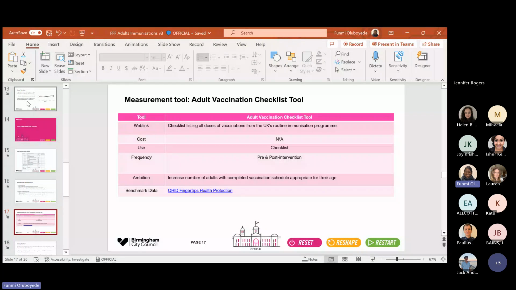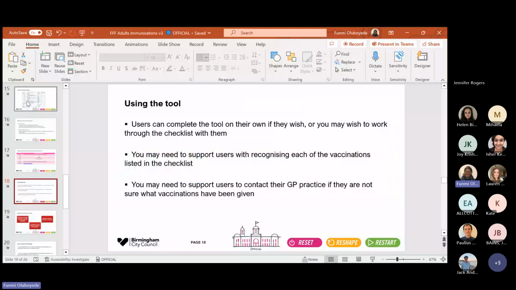The ambition, of course, is to increase the number or proportion of adults with completed vaccination schedule appropriate for their age. And we do have benchmarking data, which is the OHID fingertips data, and there's a link for that in the presentation. So using the tool, users can complete the tool on their own if they wish, or they might wish to work with the provider by going through the checklist with them. You may need to support users with recognizing each of the vaccinations listed on the checklist, and you may need to support users to contact their GP practices if they're not sure which vaccinations they have been given.